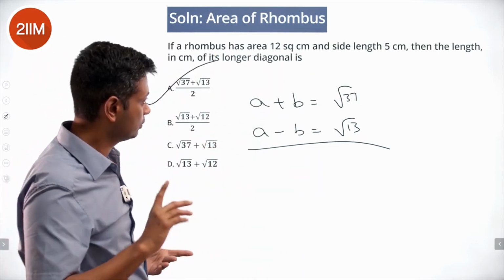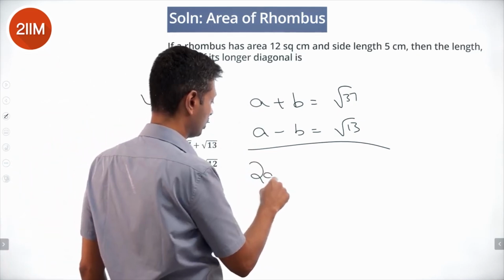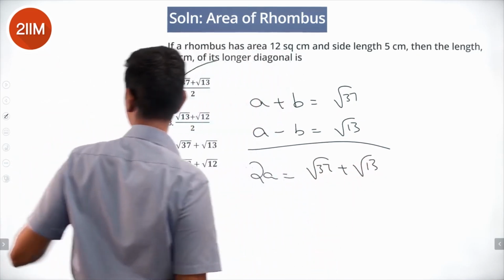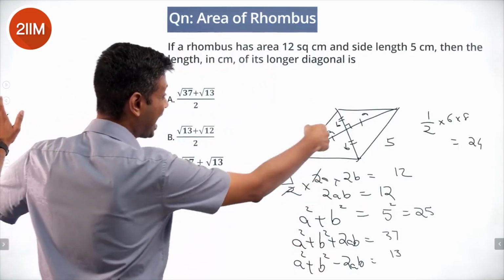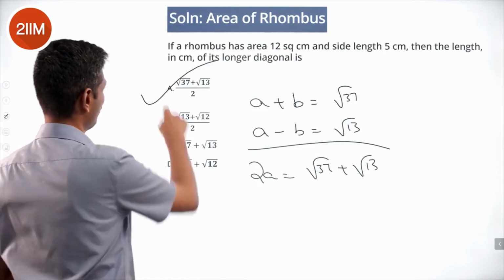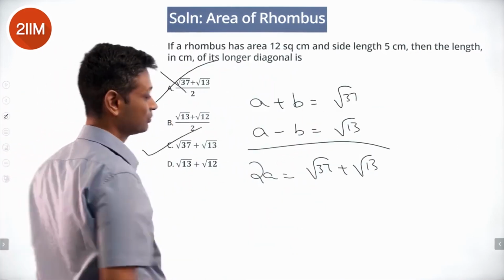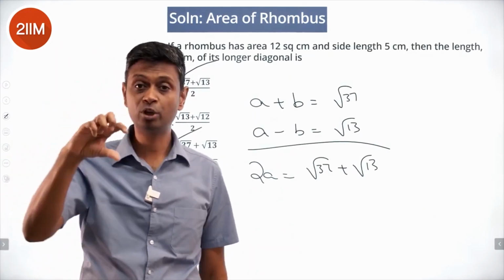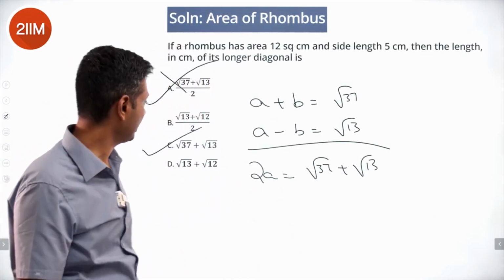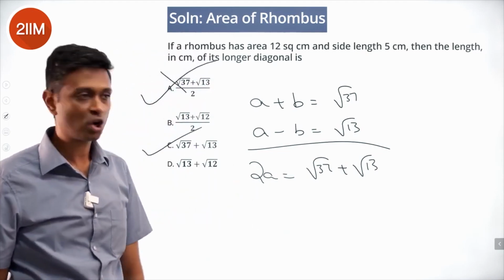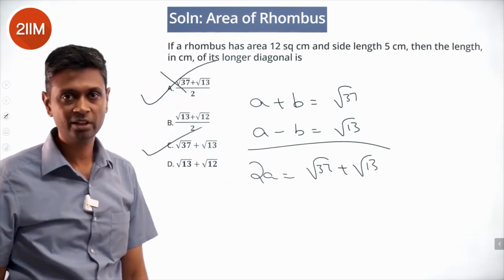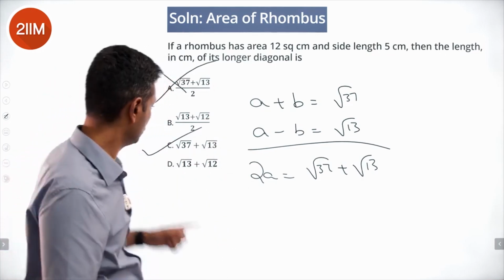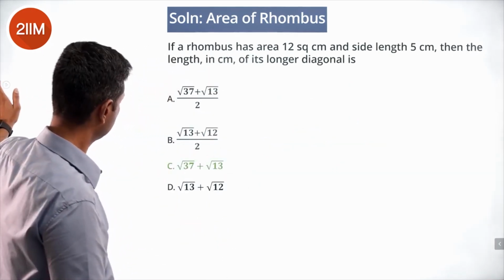Wait a second. 2A is root 37 plus root 13. Remember, we put this in: A is half the diagonal. The answer is not this, it is this. 2A is the length of the diagonal, not A. We assumed A and B to be half the diagonals. So the longer diagonal is root 37 plus root 13, and the shorter diagonal is root 37 minus root 13. Half into product of the diagonals will be 12. That works. So the answer is root 37 plus root 13.